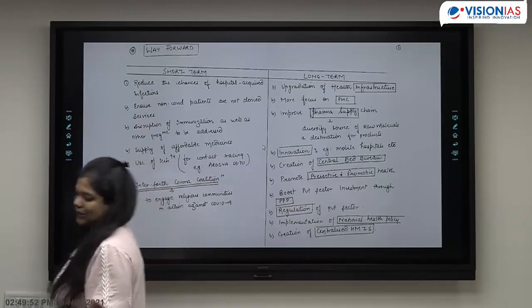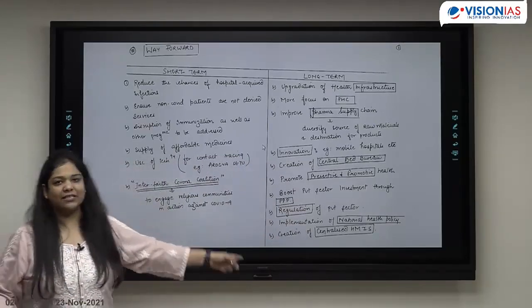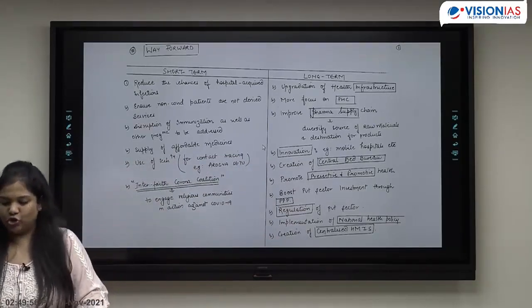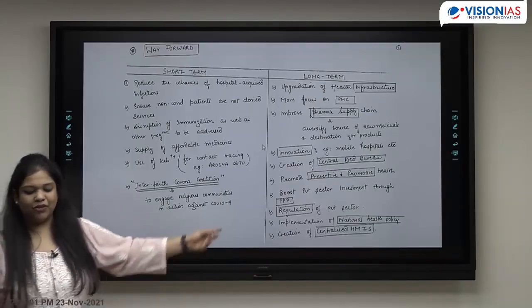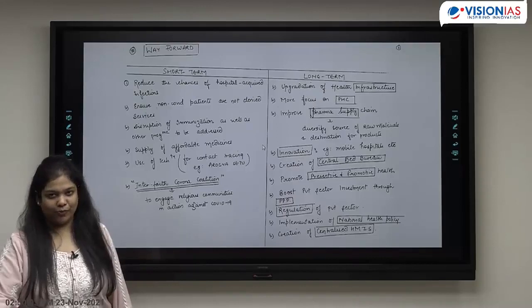ठीक है, so उसकी बात करी थी. Then creation of centralized health management information system. तो जो आपका ये National Digital Health Mission का concept है, that is a welcome step with respect to creation of health management information system.